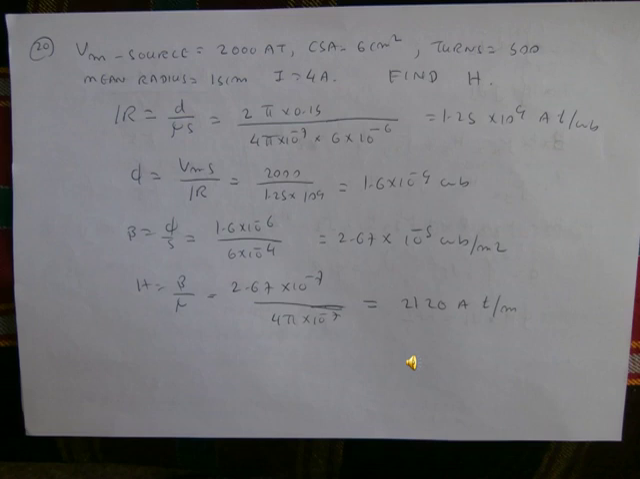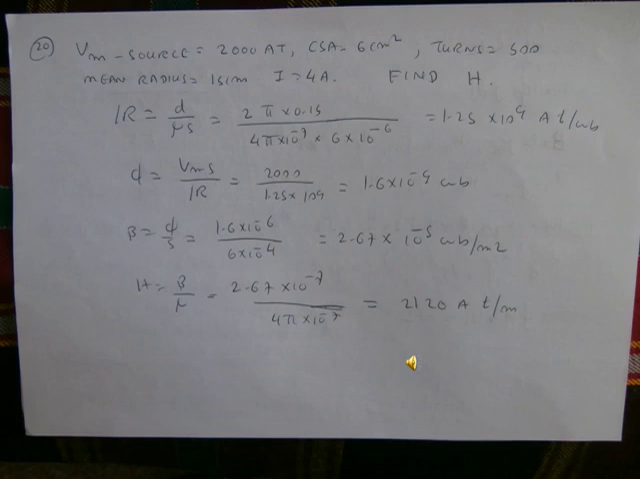So firstly, we have to calculate the reluctance value. Reluctance value is l divided by μS. So that will be 2 × 0.15 divided by 4π × 10 power minus 7 × 6 × 10 power minus 6. So we got 1.25 × 10 power 9 ampere turns per Weber.